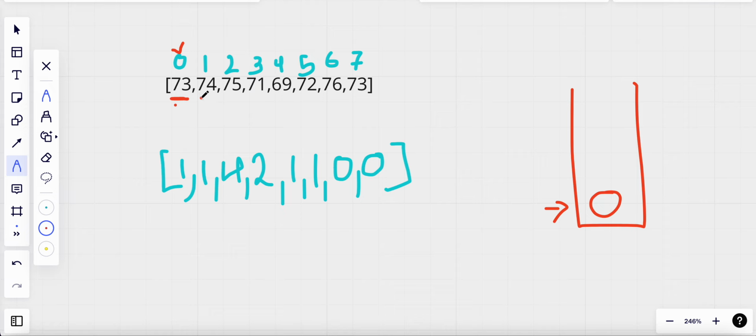Now next we move on to this index, and we check, is 74 greater than the value at the top of the stack?